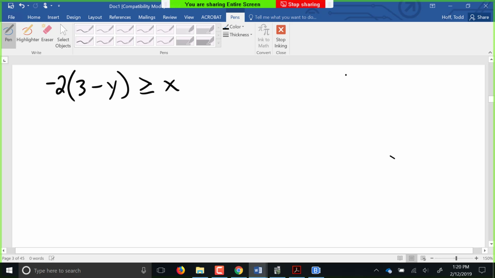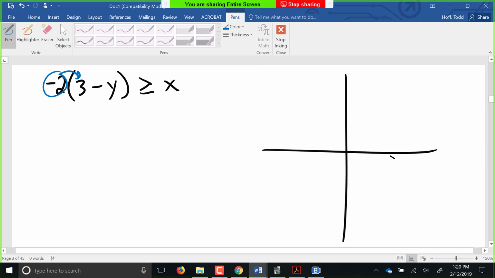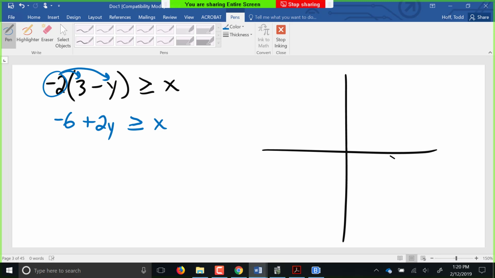So we're going to have to distribute. Negative 2 times 3 is negative 6, negative 2 times positive 2y, perfect. Do I have to flip the inequality? No, all I've done is I haven't solved it. I haven't tried to solve anything. All I've done is combine on the left side. So I have not affected that inequality symbol at all. You might say, but we multiplied by negative 2. We did, but we did not multiply the inequality by negative 2. We just multiplied what's in that parentheses by the negative 2.